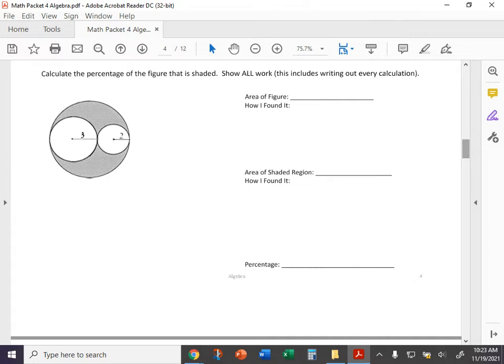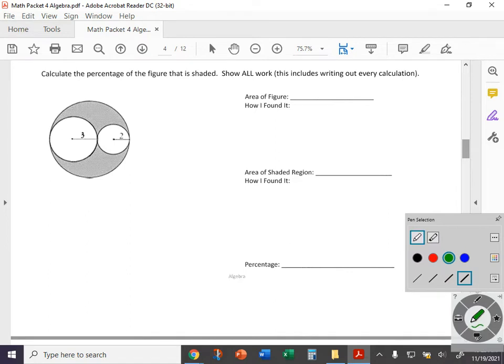For this one, calculate the percentage of the figure that is shaded. We've got 3 circles here, so it's going to be helpful to know the area of a circle.